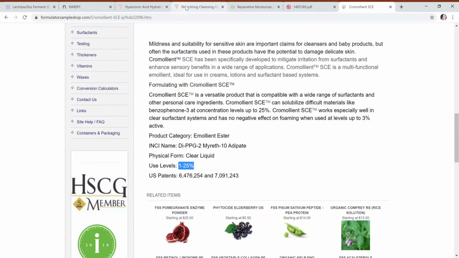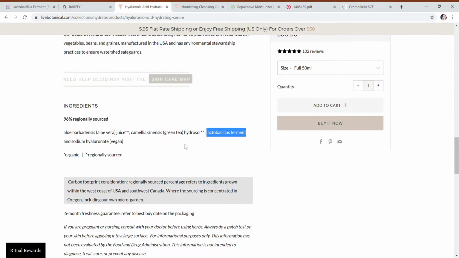Okay. We're going to go back over to the ingredient list. So if this is at 2%, it makes sense that the sodium hyaluronate would be listed after that because it told us that it was at 1%. So this is a really simple formula. There's just aloe vera, hydrosol, a preservative, and the active ingredient, which is sodium hyaluronate.